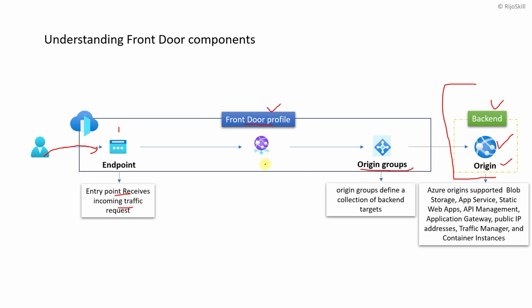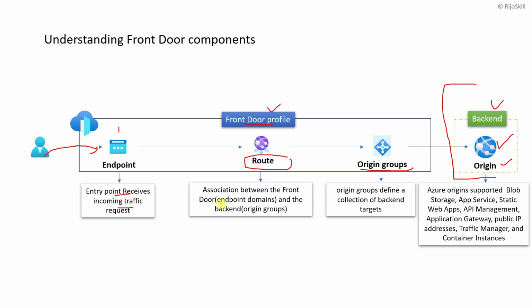Okay. Next, we go to the route. The route is the important part. Route means the association between the Front Door and the backend origin. When the traffic reaches Azure, the route defines how the traffic will be passed to the origin group and then to the backend.